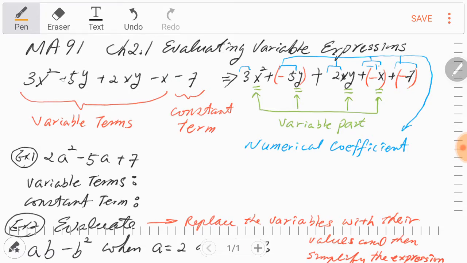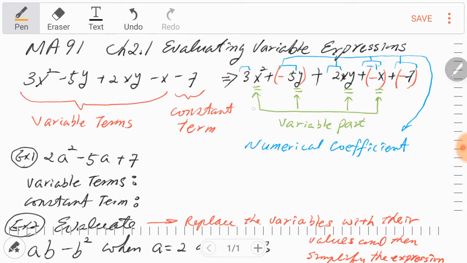Then you can change this minus to plus. If the expression on the right side is 3x squared minus 5y, it becomes plus negative 5y. So you can write it either way. Change the minus into plus, then the added term will be a negative number. From here it's easier to verify the coefficients of variables.